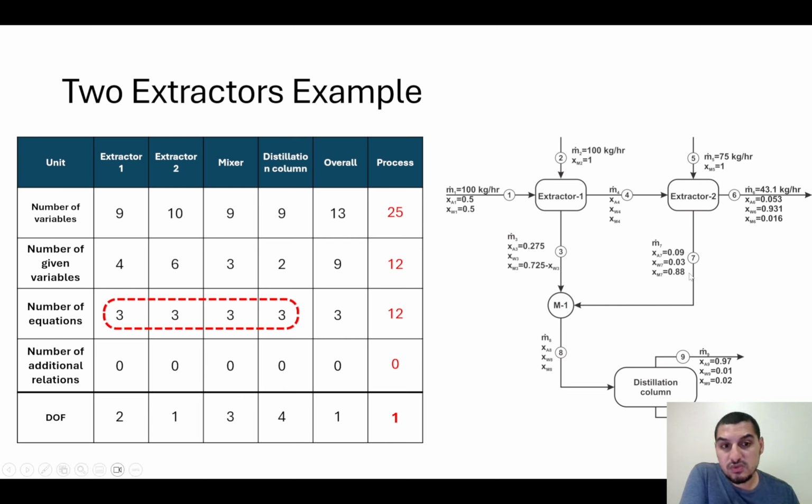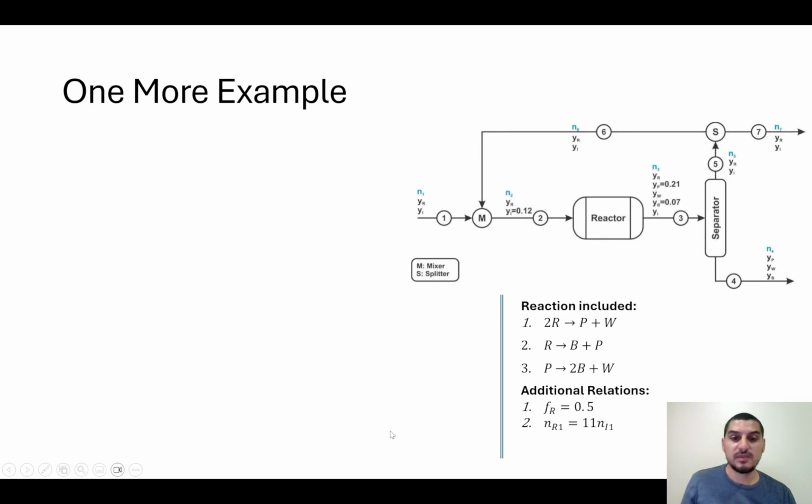And when we started the solution, we started with the two extractors, and from the two extractors we solved the mixer, and from the mixer we moved forward. But before this we were not aware that we were going to be stuck at some point. But now we know that we need to assume something.